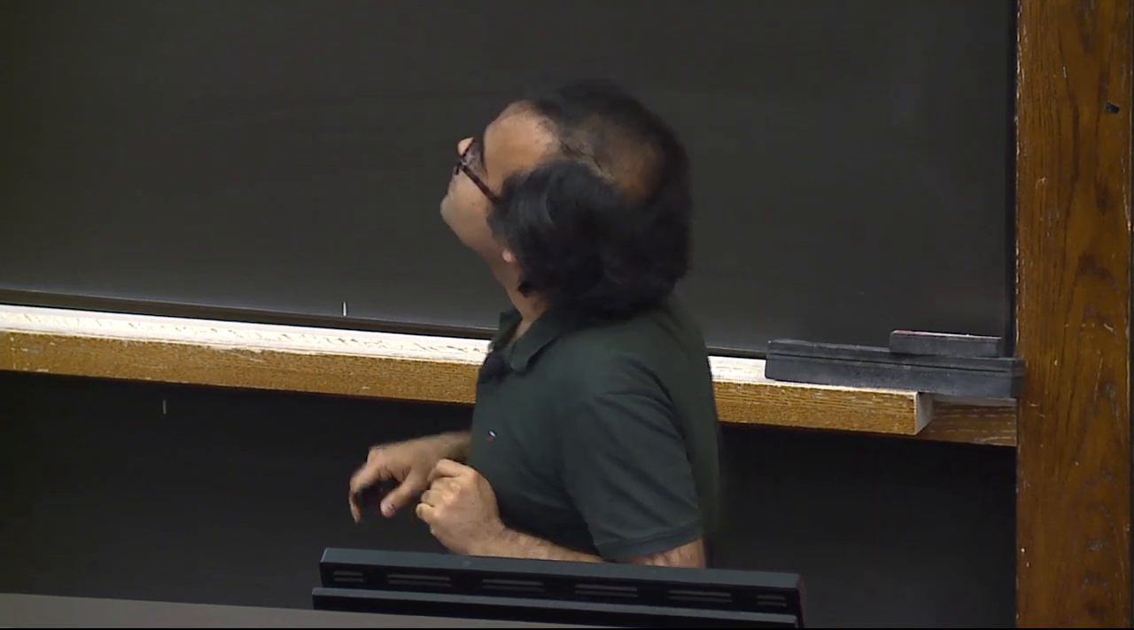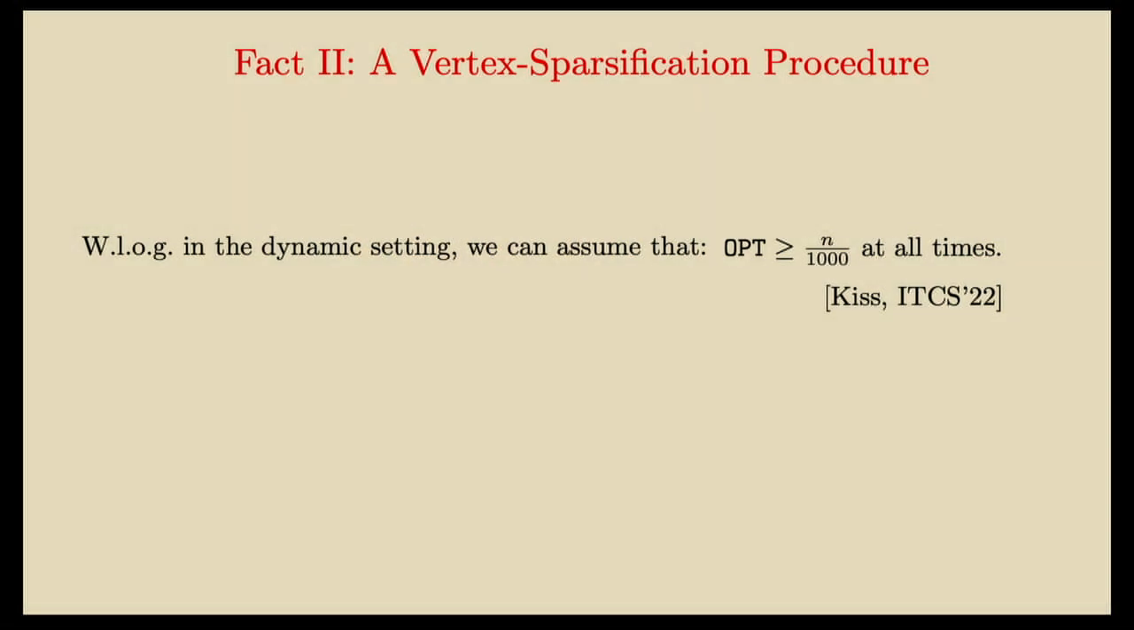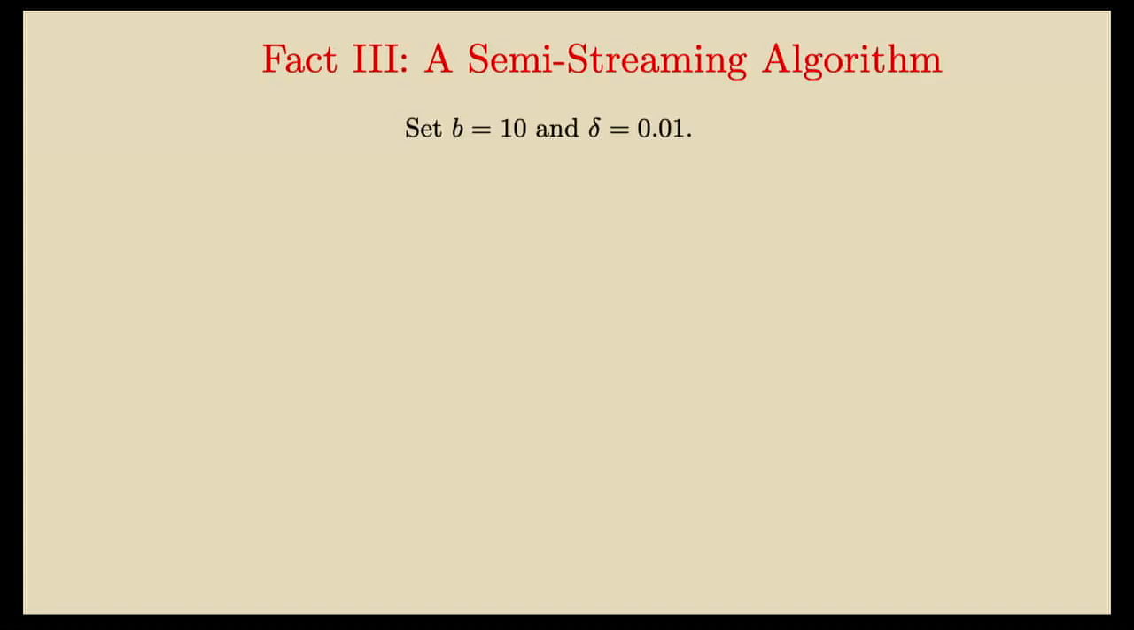The second one is this vertex sparsification procedure, which, as I said, was implicit in previous work, including some work by Safir and others in other settings, but it was not very widely known in the dynamic setting until very recently. And the third one is this semi-streaming algorithm.